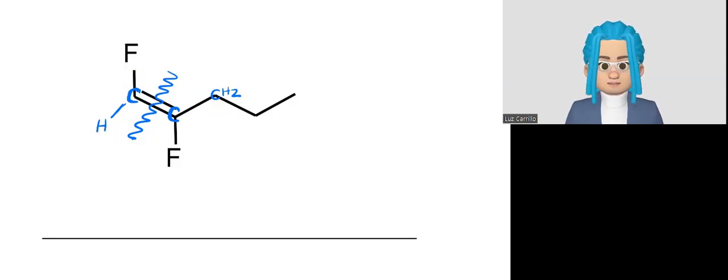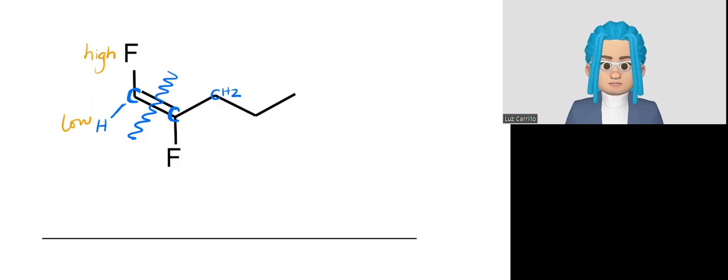Fluorine, because it has a higher atomic number compared to hydrogen, we consider it a high priority group. Hydrogen is going to be low priority in this case. So that deals with the stuff attached to the first carbon in the carbon-carbon double bond, the one on the left. Let's now look at the carbon on the right.